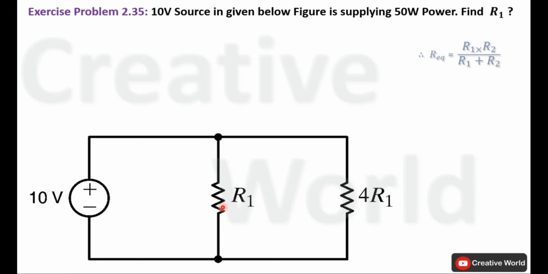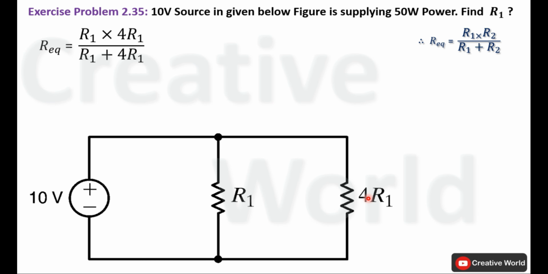That will be equal to the product of both resistances divided by their sum. Place the values inside this formula. The product of both resistances will be R1 multiplied by 4R1 and their sum will be R1 plus 4R1. Now solve this equation. R1 multiplied with 4R1 becomes 4R1 squared, and in the denominator, R1 plus 4R1 becomes 5R1. Now R1 in the denominator will cancel out with R1 squared. The value that is left is 4R1 divided by 5, and this is the total equivalent resistance of this circuit.